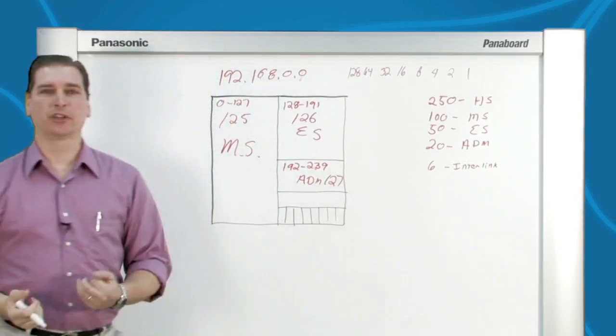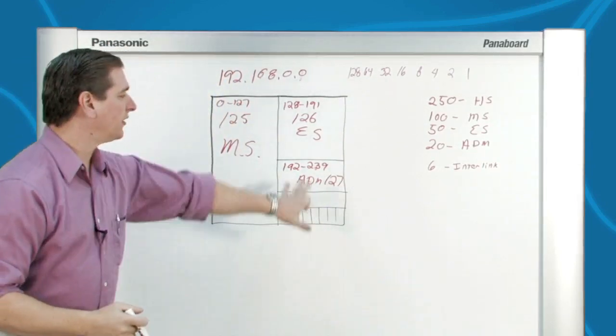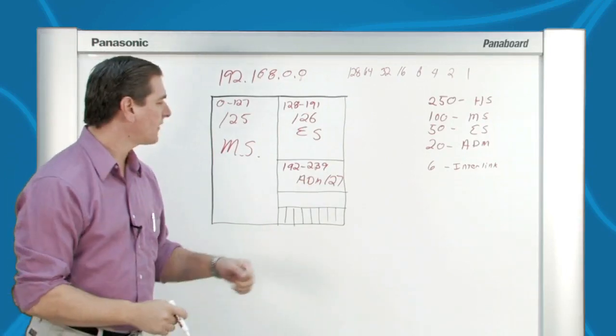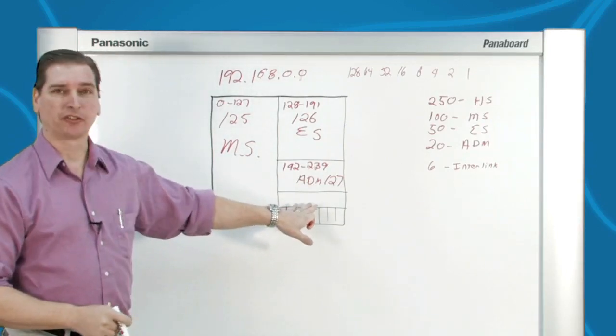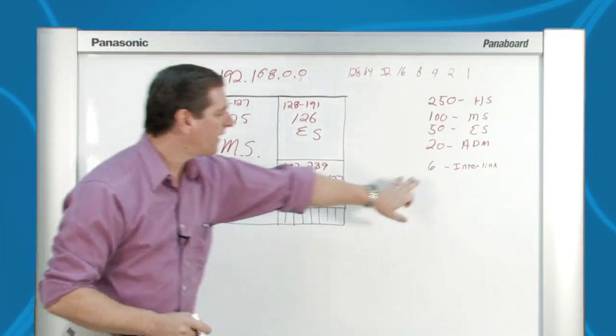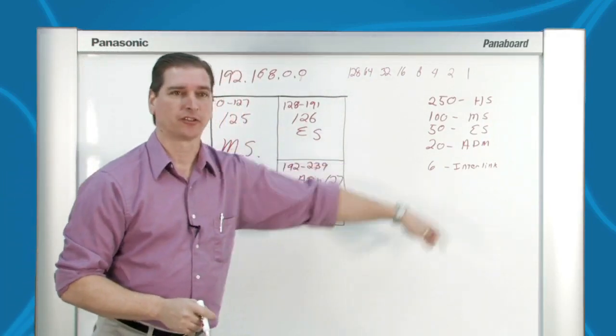And again, we can subnet further and allocate another part of our address space to our administrative hosts. We have a little extra space left over here, which is good. We always want to leave a little bit of room for expansion. Then we have our 6 interlinks, okay?